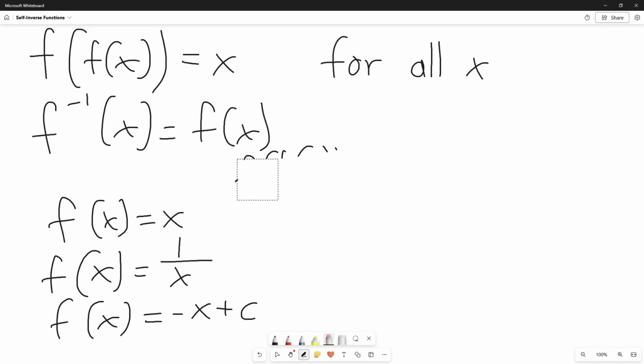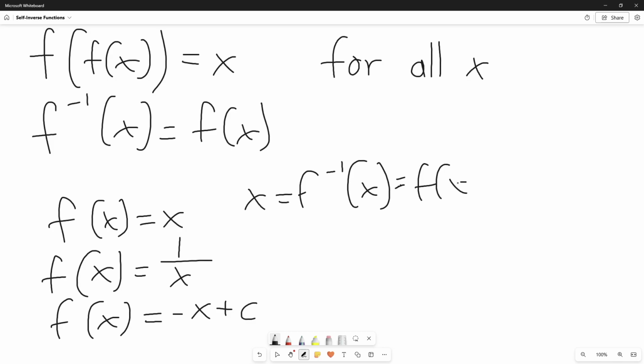So that works. And then we check what the inverse is, and we just flip it around. So x equals f inverse of x, which is equal to f of x. So that works.